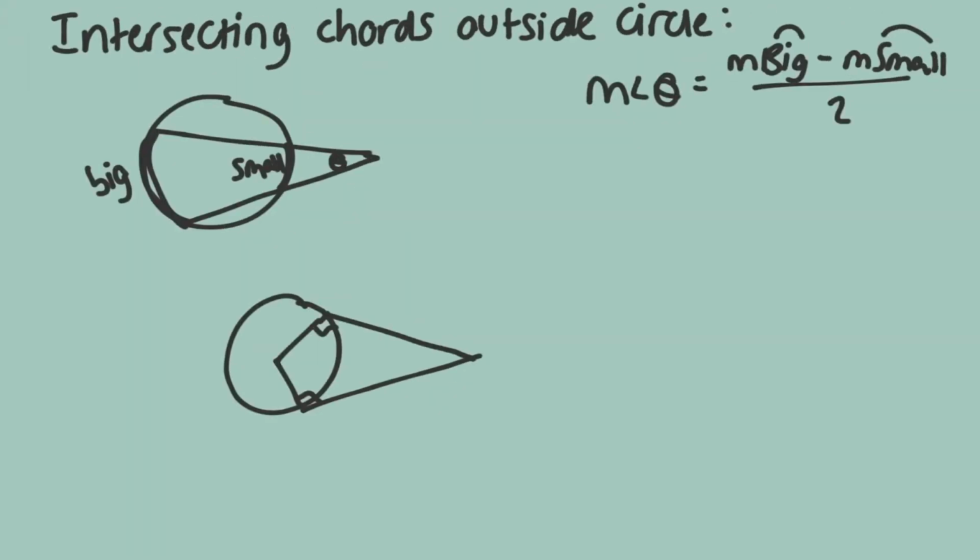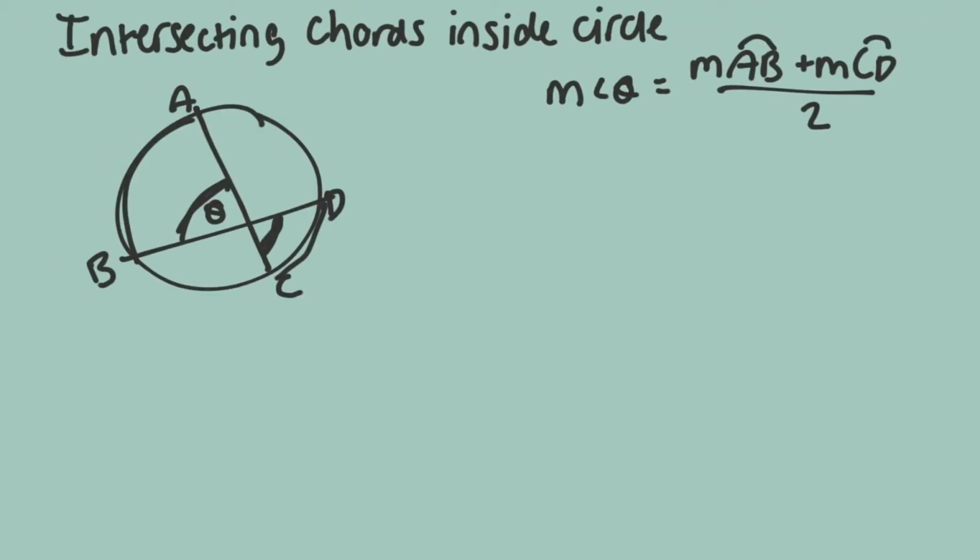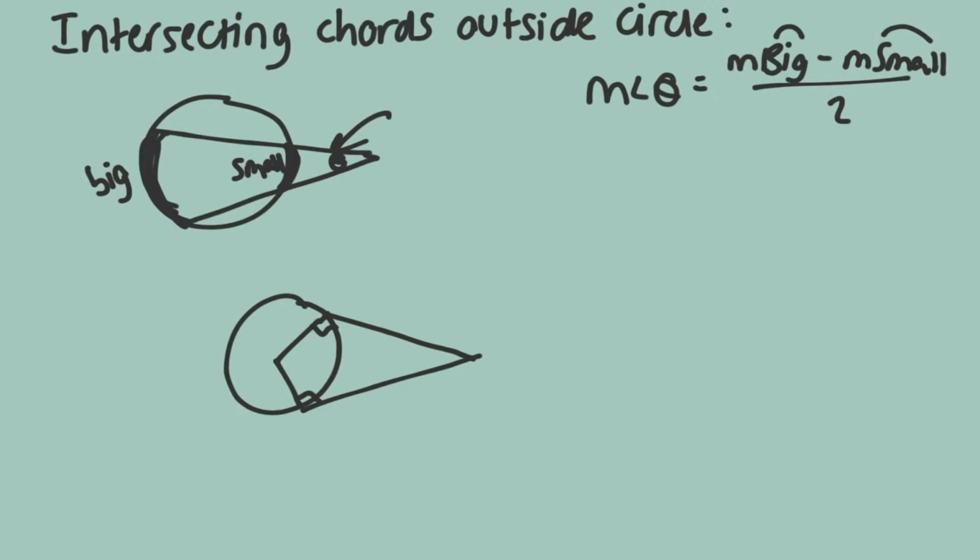If you have intersecting chords outside of a circle, to find this angle measure, you do the big arc minus the small arc. So here you were doing 1 arc plus 1 arc divided by 2. Here you're doing the big arc minus the small arc divided by 2.